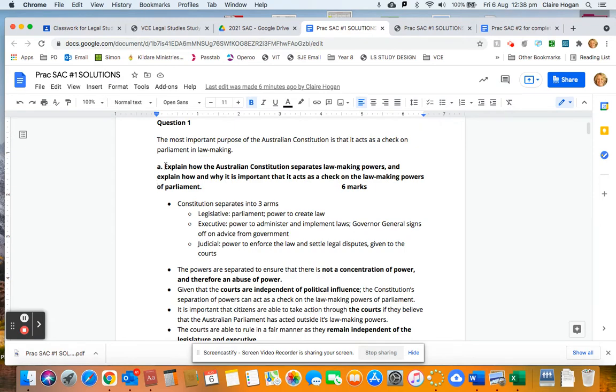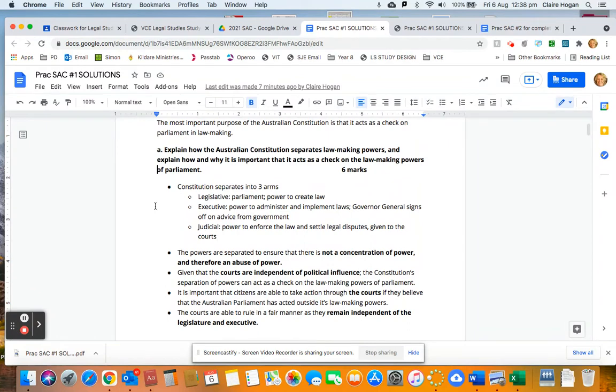The first thing, explain how the Australian Constitution separates lawmaking powers. So that's your first half. Your second half, explain how and why it is important that it acts as a check on the lawmaking powers. Okay, so the first bit, the Constitution separates lawmaking powers into 3 arms. You need to state those 3 arms and explain what they are and what they do. So the first arm is the legislature or the legislative arm. That's Parliament, and it has the power to create laws.